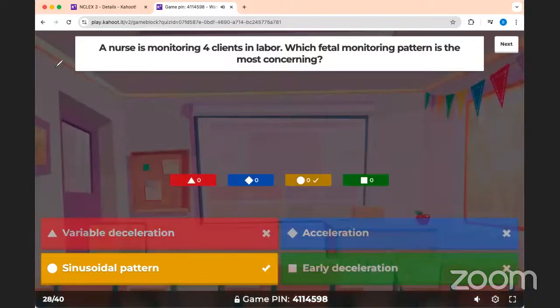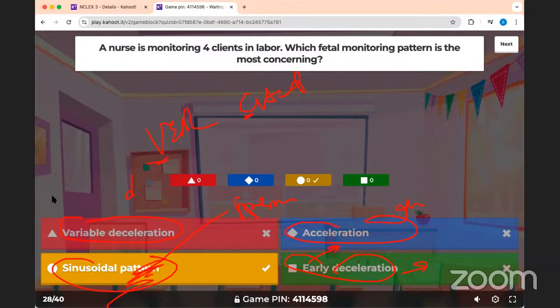So if you don't know fetal heart monitoring, you should know that acceleration is good. Early deceleration, let's keep on going. That checks labor progress. Variable deceleration, if you remember your VEAL CHOP mnemonic, you're talking about cord compression, you got to check for it. Sinusoidal is severe fetal anemia. That's bad. It's one of the worst. And therefore, that's what you should pick.